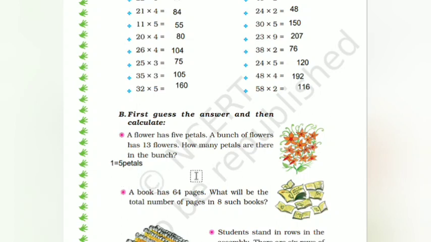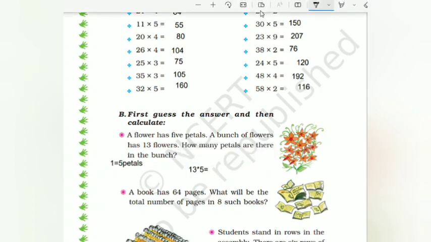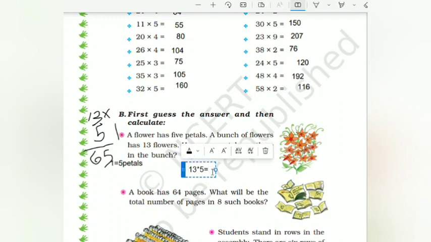So 13, what do we have to do? We have to multiply 13 into 5 because 5 petals are there in one flower. So if 13 flowers are present, 13 into 5, how to do this? Here 13 is given, 5 is given. When we are multiplying, 5 multiplied by 3, 15, balance 1. 5 into 5, 25, plus 1, 26. So 65 is the answer for this. 65 petals will be present.